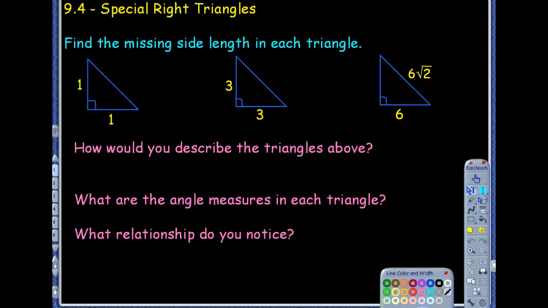All right, section 9.4. We are going to keep this idea of a right triangle, but we're going to talk about some special right triangles that are out there. And again, just a reminder, guys, this whole chapter is all focusing on right triangles. And so far, we've really only covered surface stuff.